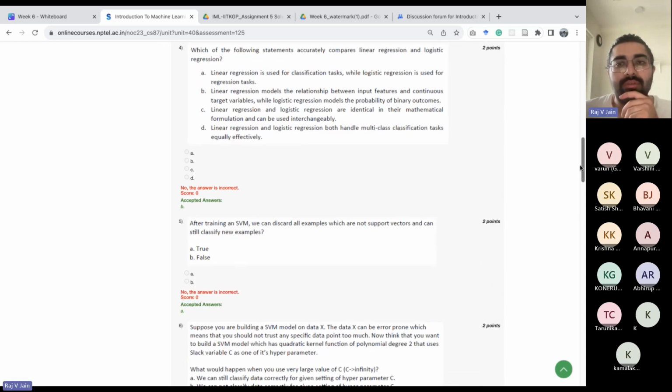Okay. Question 4, linear regression and logistic regression. Very clearly, the idea is that linear regression models the relationship between input features and continuous target variables. So it's one of the possible models in which we assume a linear relationship. Linear relationship in parameters, actually, not just the target variables. And we use logistic regression because we want to model the probability of binary outcomes, right? So hopefully that is clear. Any thoughts, any doubts?